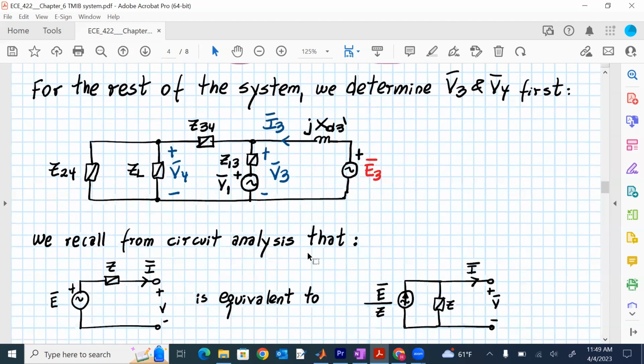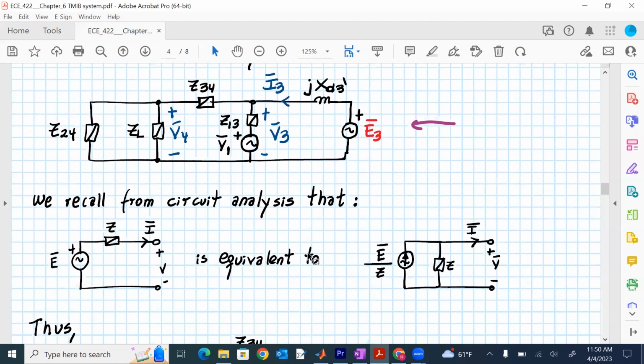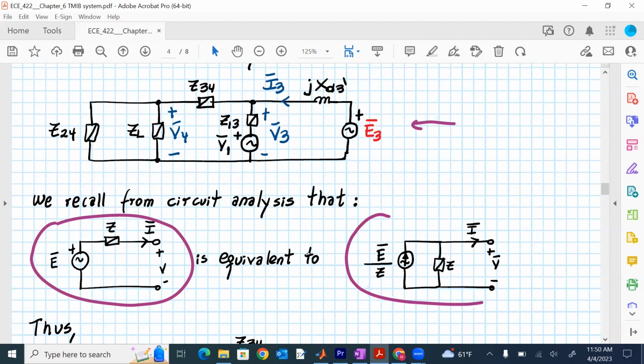For the rest of the system, then, we have an equivalent representation. And here, because we want to simplify this, we're going to remember from circuit analysis that a voltage source in series with an impedance is equivalent to a current source in parallel with that impedance, where the current is obtained as the voltage of the voltage source divided by the impedance. So we will apply this equivalency.